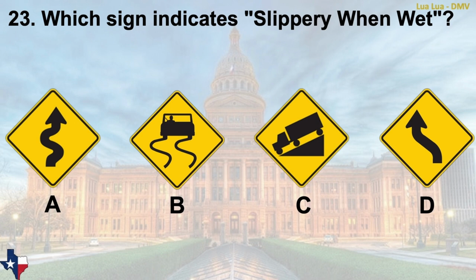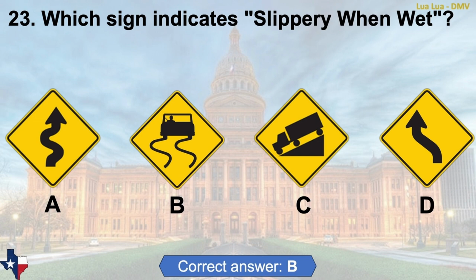Question 23. Which sign indicates slippery when wet? The correct answer is B. A yellow diamond-shaped sign with a car and curving skid marks. Warns drivers about slippery road conditions.